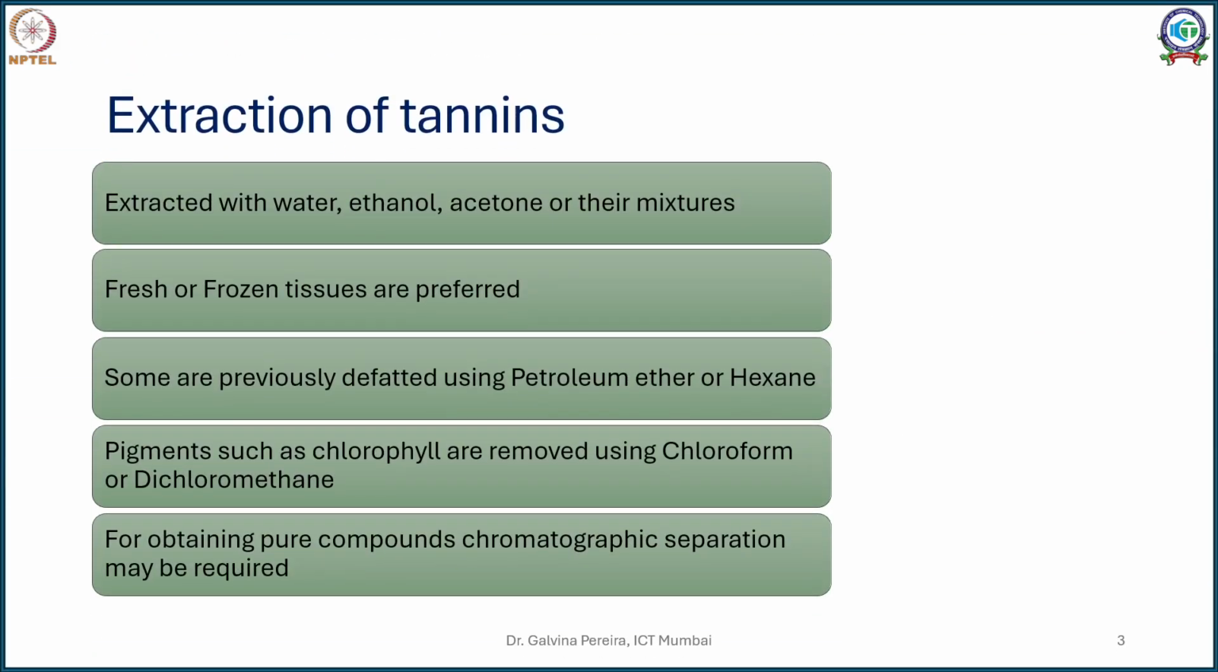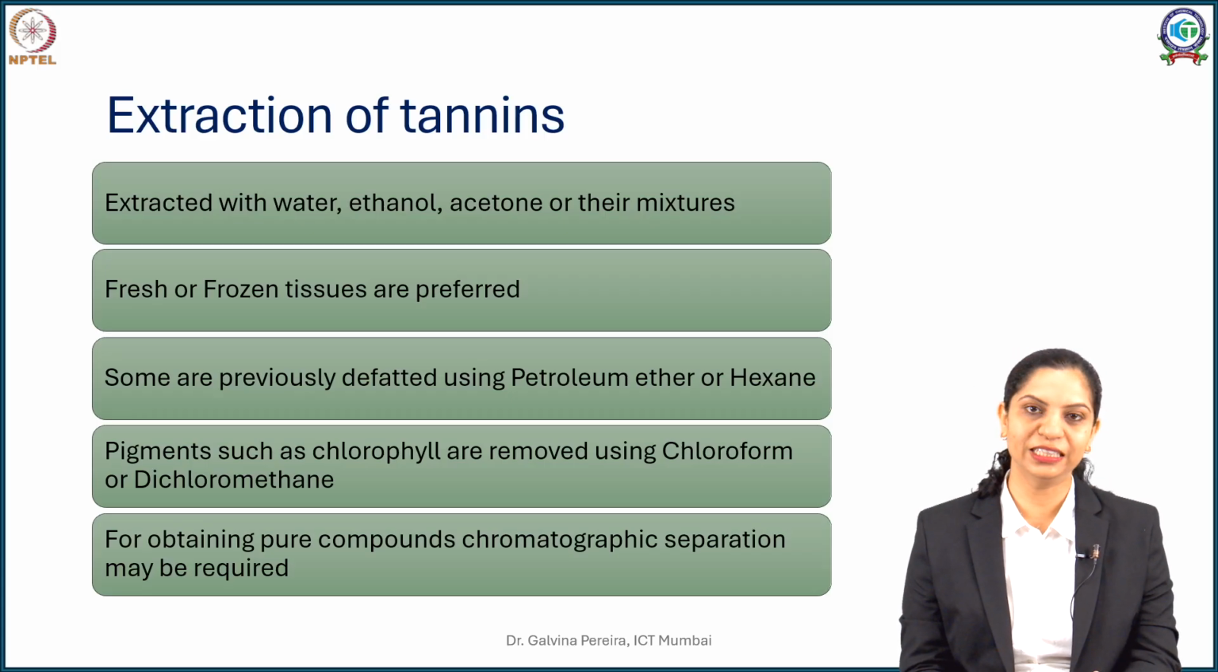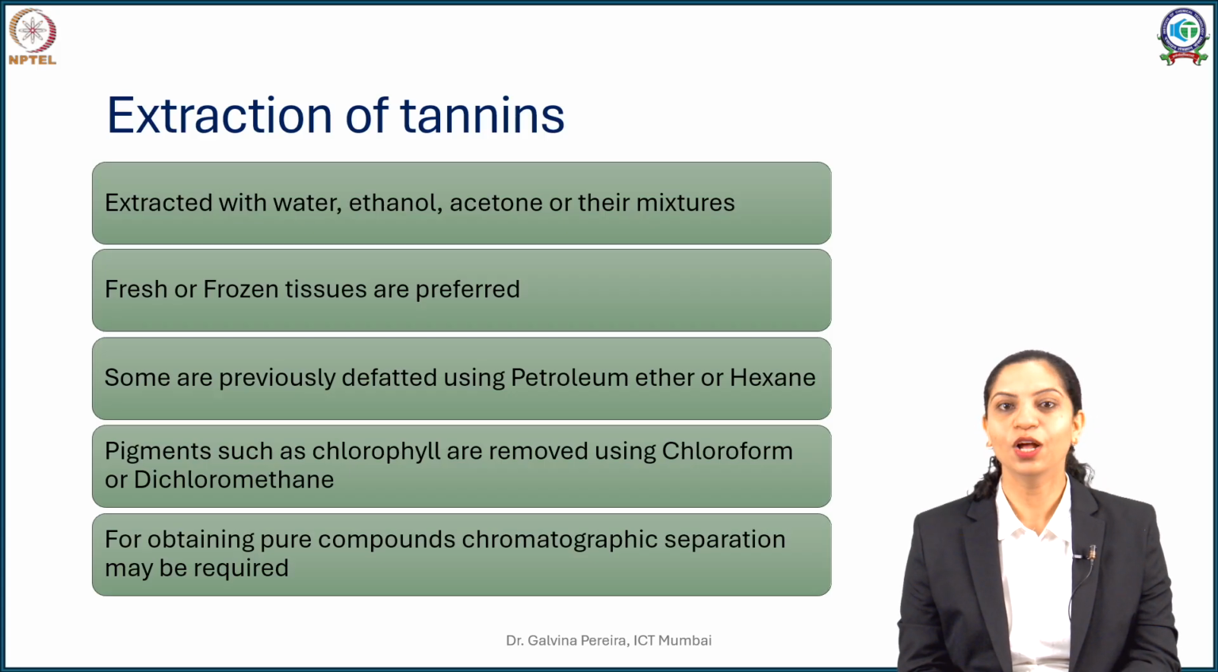So how do we evaluate them? The first step to evaluate tannins is to extract them in a suitable solvent and then subject them to different chemical methods of evaluation. The extraction of tannins is done in solvents which are polar in nature. You can extract tannins with water, ethanol, acetone or a mixture of them. That is, you could use 50% water and 50% ethanol, or 50% acetone and 50% water as a mixture to extract tannins.